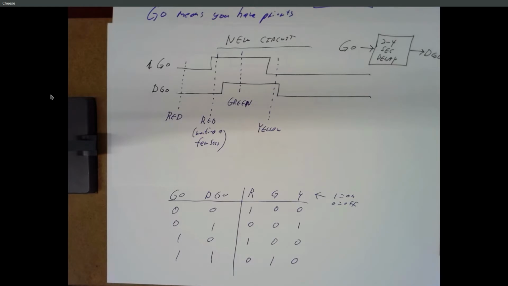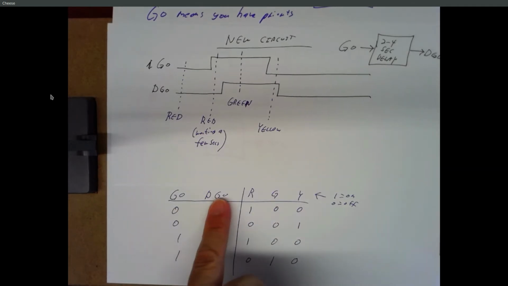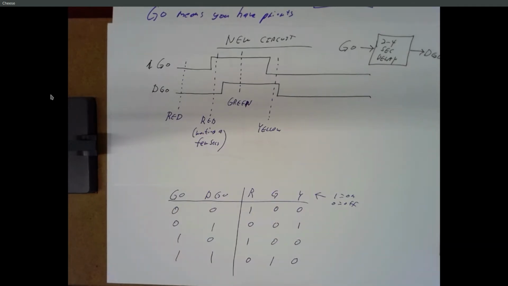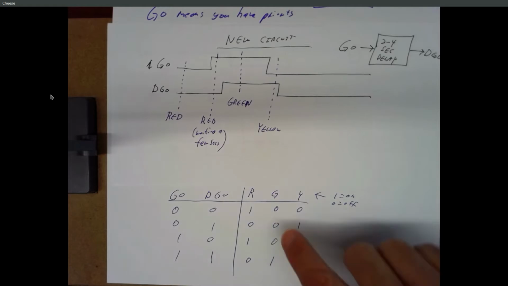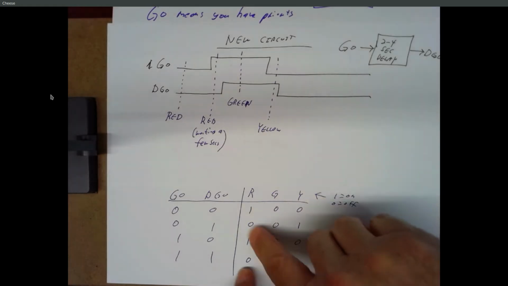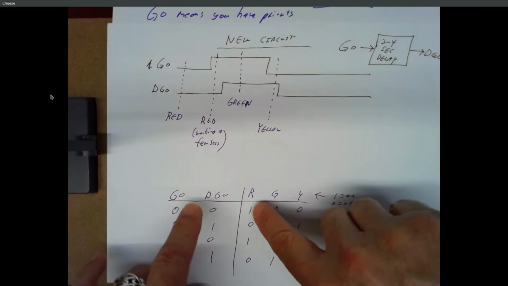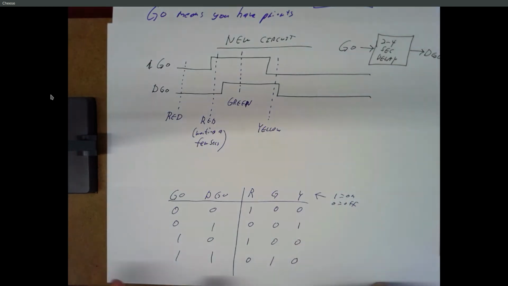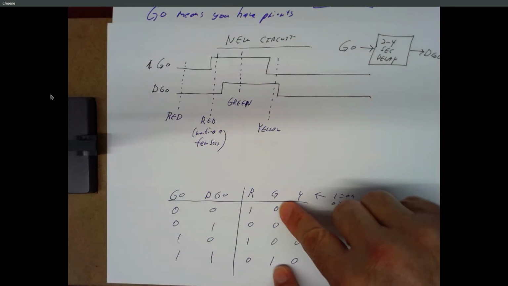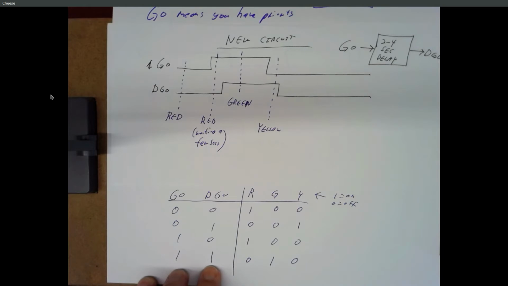This is a 120 exercise now. Write equations for red, green, and yellow in terms of go and delayed go. Simplify them, build a circuit, you're done. And this is going to be really easy. This just looks like the inverse of delayed go, right? 0 becomes a 1, 1 becomes a 0. This one's even easier. This is just an AND gate, go ANDed with delayed go.